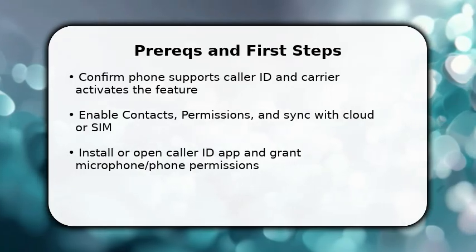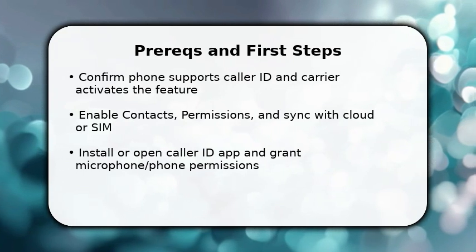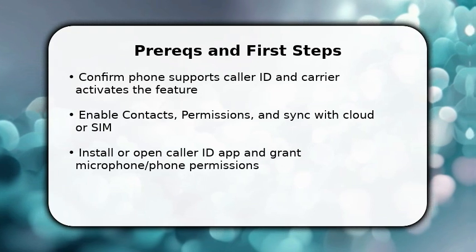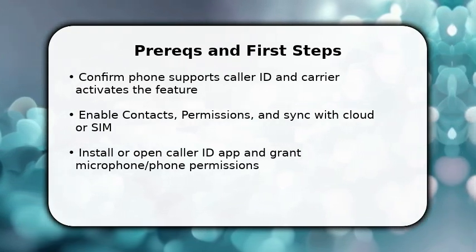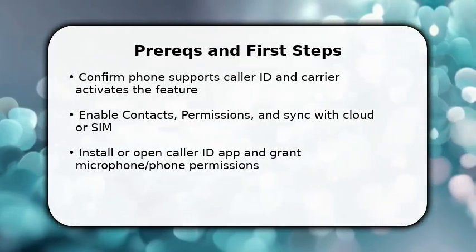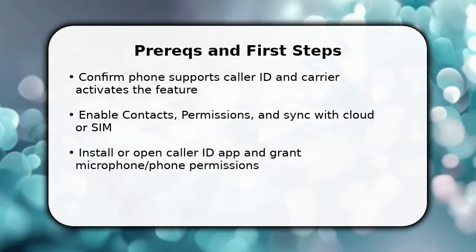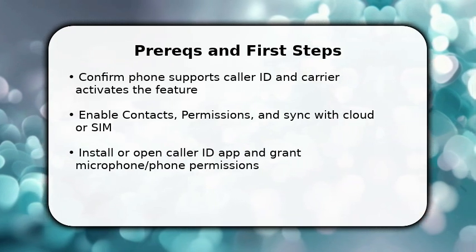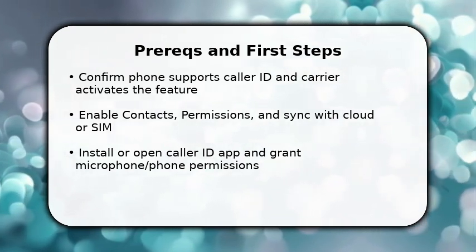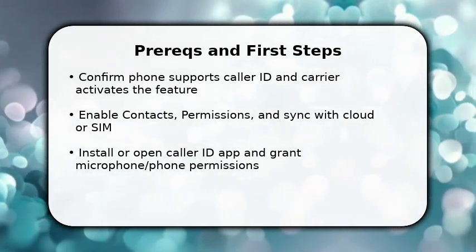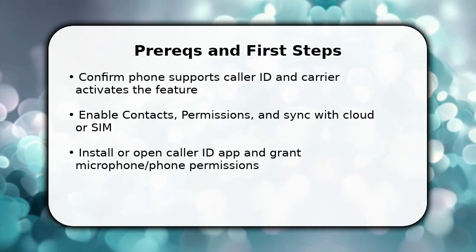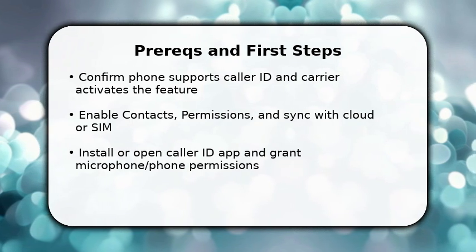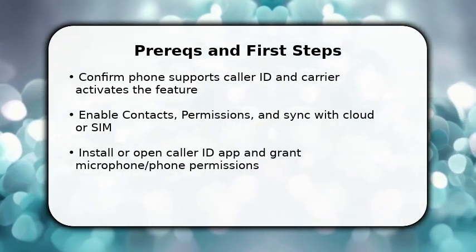You'll start by confirming the basics. Make sure your phone and carrier support caller ID and that contact sync is active. Once done, enable permissions for the phone app and any third-party caller ID app you plan to use. Next, import or sync your contact list from cloud, SIM, or other accounts so names appear. This prevents unknown number displays for people you already know. Finally, toggle caller ID on in settings or the app, and test with a saved contact to verify the setup.